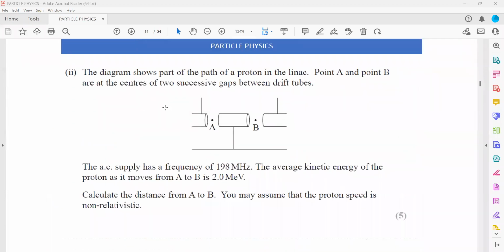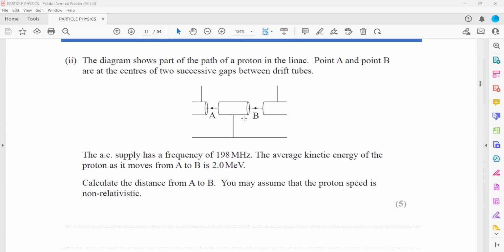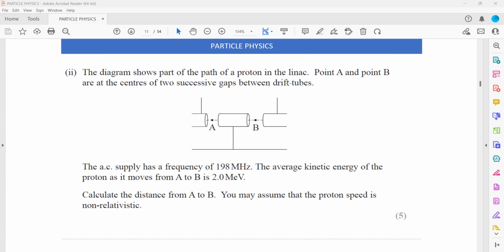The diagram shows a path of a proton in a linac. Points A and B are at the center of the two successive gaps between the drift tubes. An AC supply, which has a frequency of 198 megahertz, is used. The average kinetic energy of a proton as it moves from A to B is about 2 mega electron volts. Calculate the distance between A and B. You may assume that the proton speed is non-relativistic.